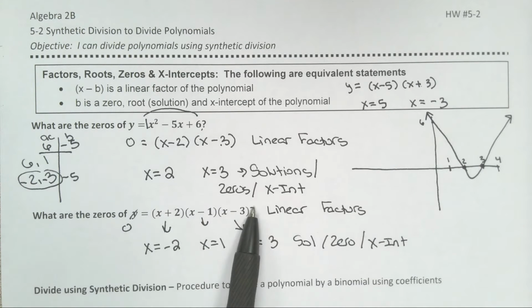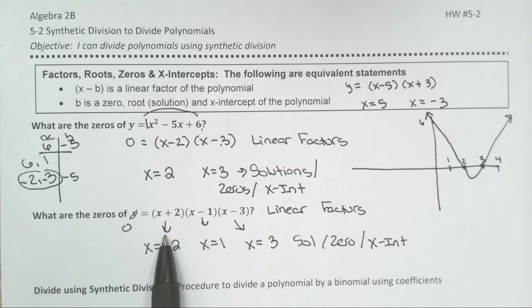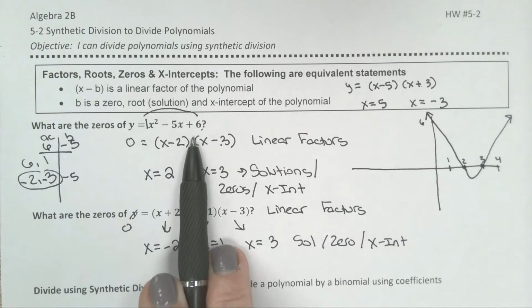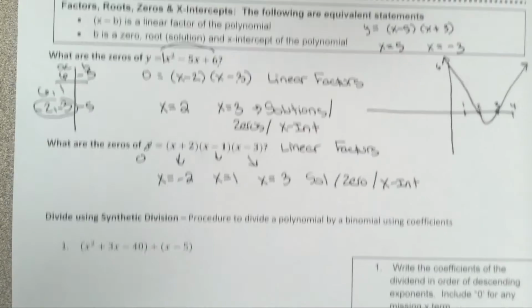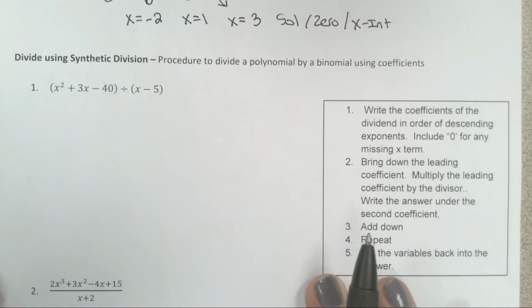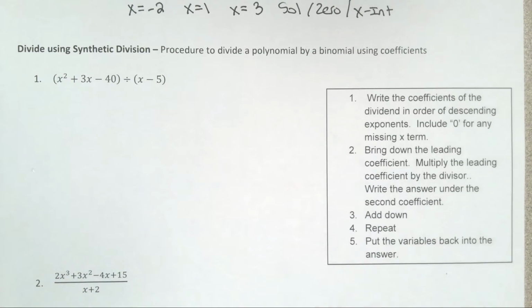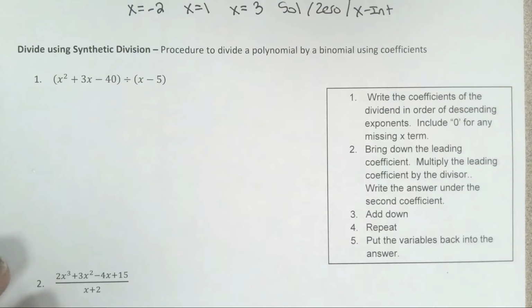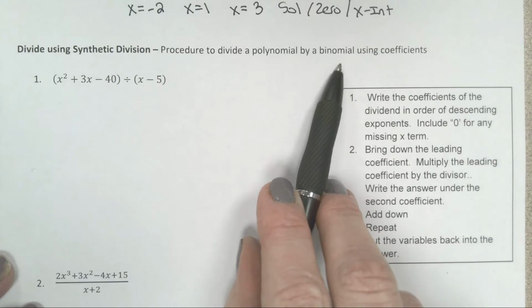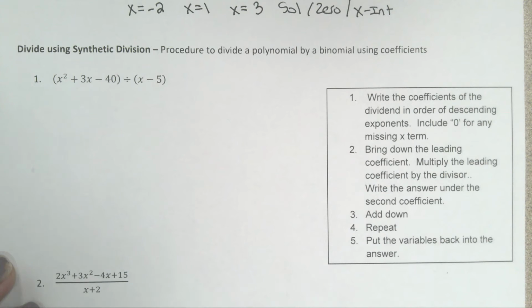So the question is, if I have something higher than a quadratic, you can't make an ACB chart, so I wonder what I can do to figure out how to graph this thing. And the process is called synthetic division. It's a procedure to divide a polynomial by a binomial using coefficients.